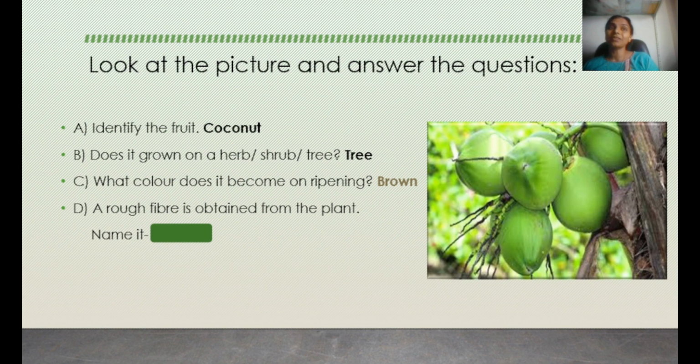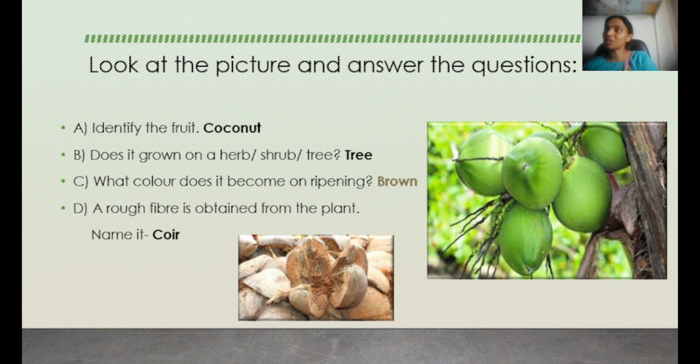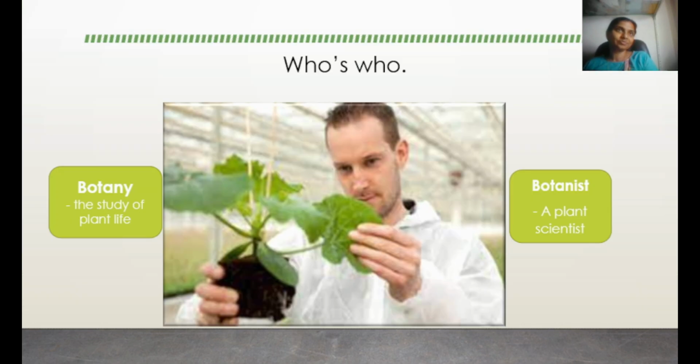A rough fiber is obtained from the plant. If you remember, the fiber from the coconut seed, the husk, is used for making rope, it's used for making mats and different other products. And it is called as coir. This is what it looks like, the husk. And this material is used for making ropes and other stuff.